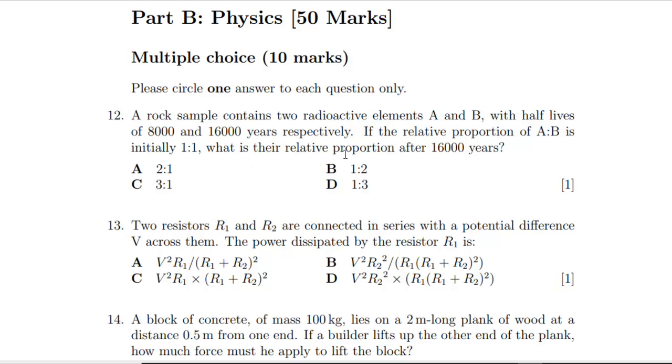Question 12. A rock sample contains two radioactive elements, A and B, with half-lives of 8,000 and 16,000 years respectively. If the relative proportion of A to B is initially 1 to 1, what's their relative proportion after 16,000 years?